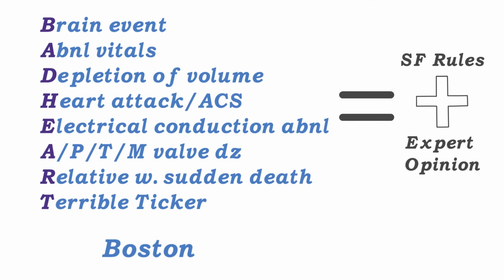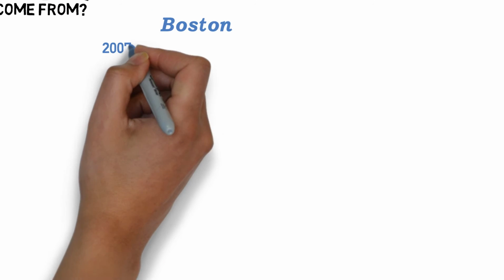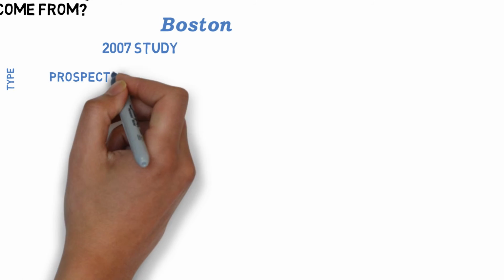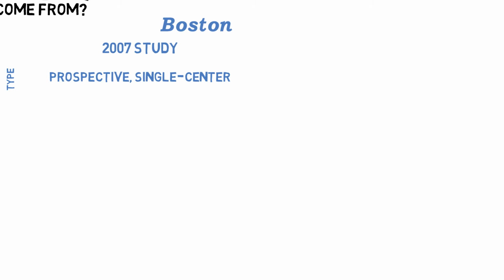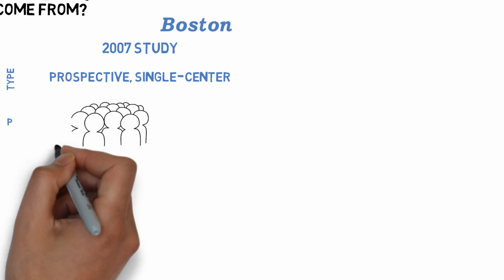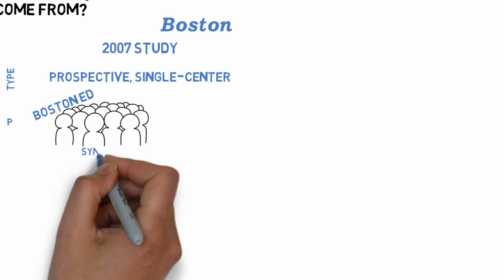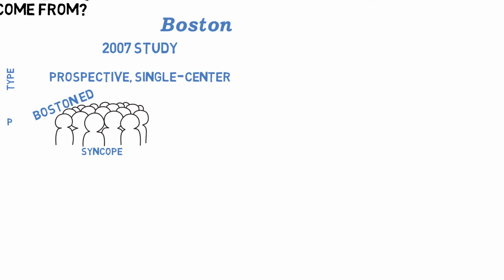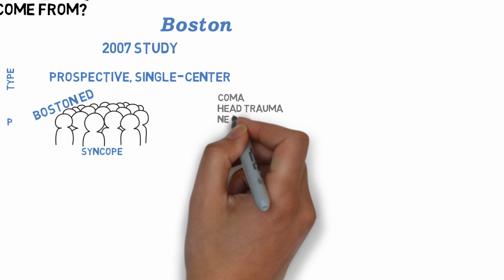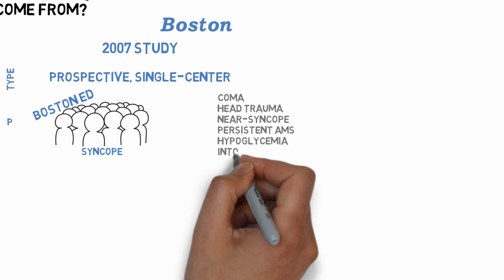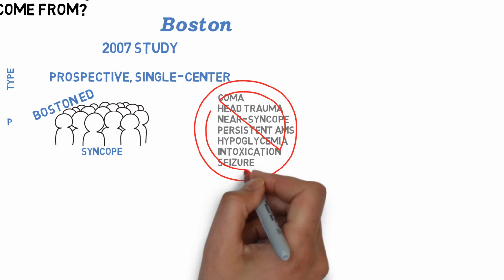The study itself was pretty similar to the San Francisco study. It was published in a 2007 Journal of Emergency Medicine. The study was again a prospective, single-center, observational trial, and the population was patients 18 and older presenting to this Boston ED with syncope between September of 2003 and April of 2004. The authors chose to exclude coma, head trauma, near syncope, persistent altered consciousness, hypoglycemia, intoxication, and seizure.